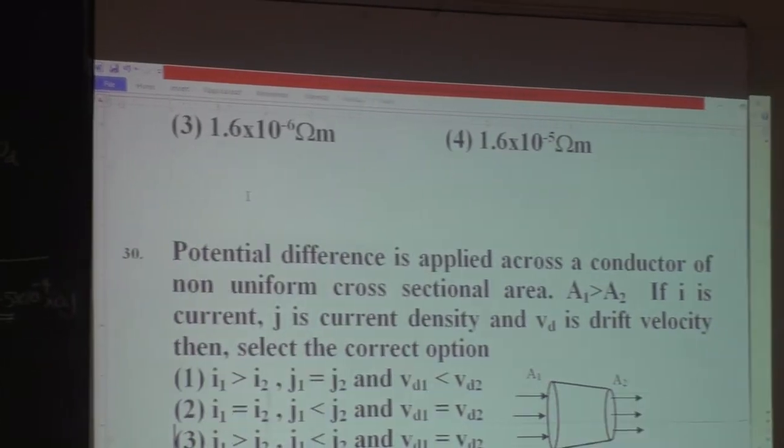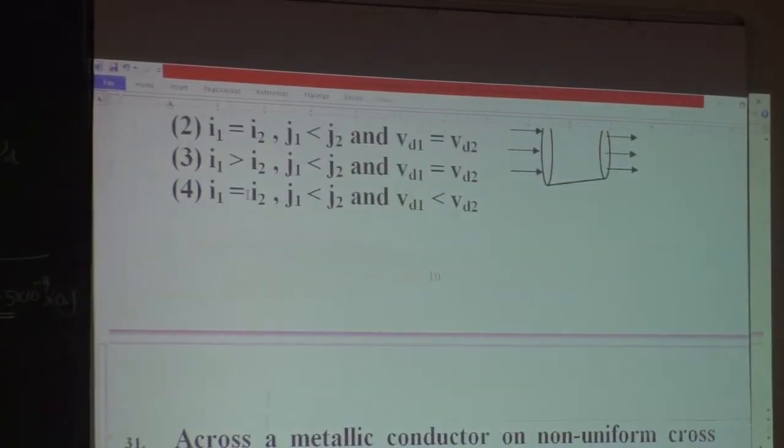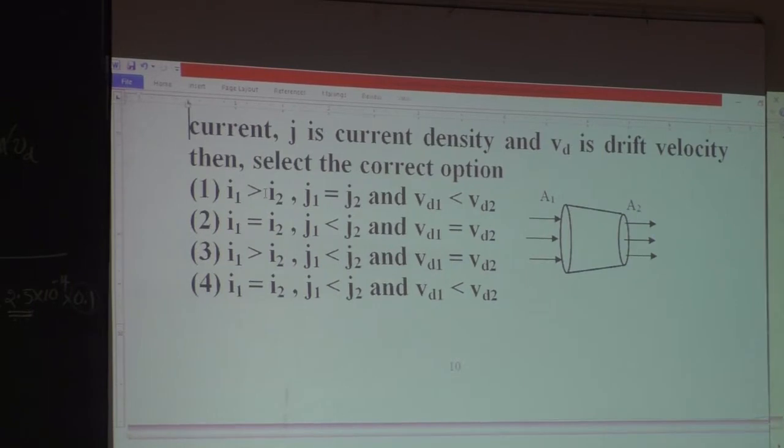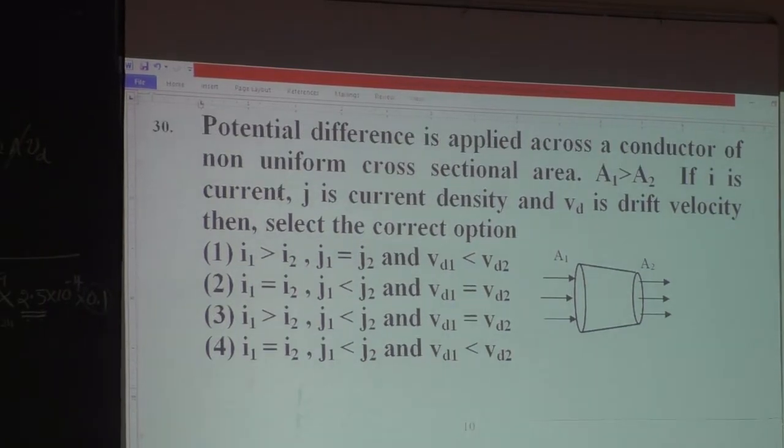Yes. Again, within your syllabus, right? It is not away from your syllabus. Potential difference is applied across a conductor of non-uniform cross-sectional area, A1 greater than A2. So it is like a pipe in which water flows. And A1 is more, A2 is less. We have to apply a battery across A1 and A2. If I is the current and J is the current density and Vd is the drift velocity, then select the correct option. Read the problem, see what are the options.